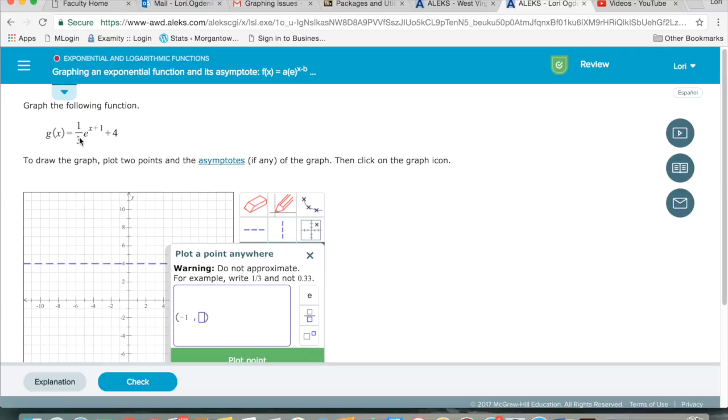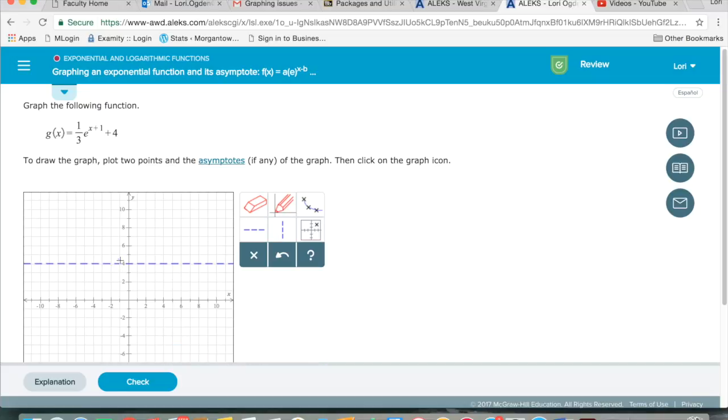I'm just looking at 1/3 plus 4 for my y coordinate. So 1/3 plus 4 would be 4 1/3, which is 13/3, and I can put it in just like that. Then when I plot this, that point should be above the horizontal asymptote, so that looks about right.